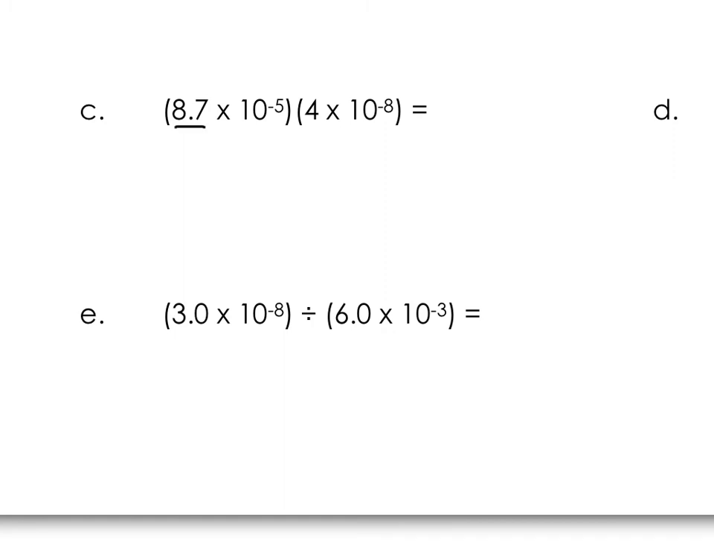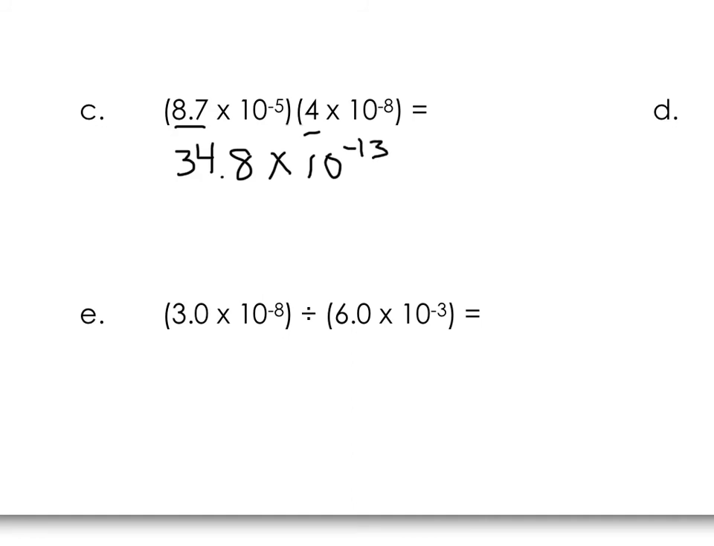Let's multiply the 8.7 and the 4. That gives us 34.8. Let's multiply our 10 to the negative 5 times 10 to the negative 8. We add the exponents. That gives us 10 to the negative 13.